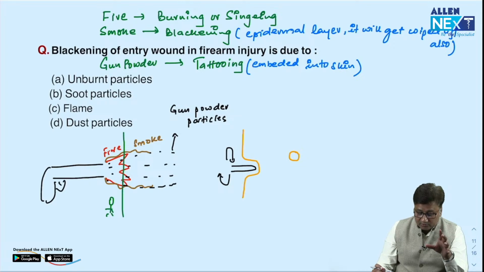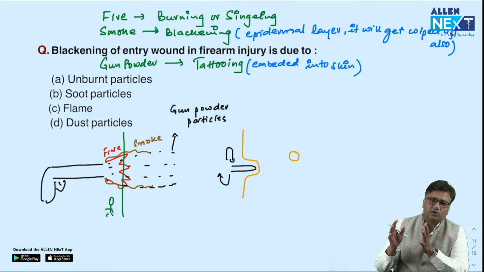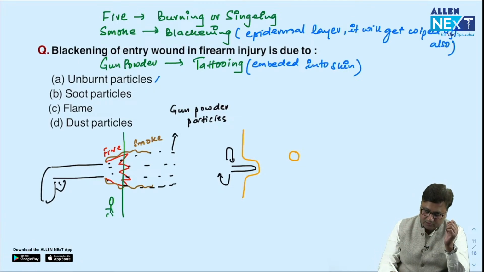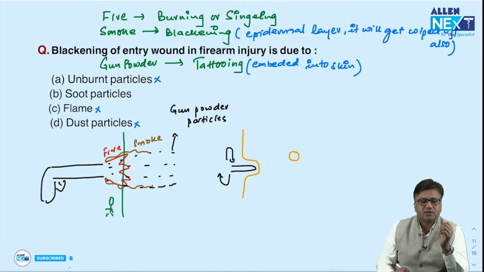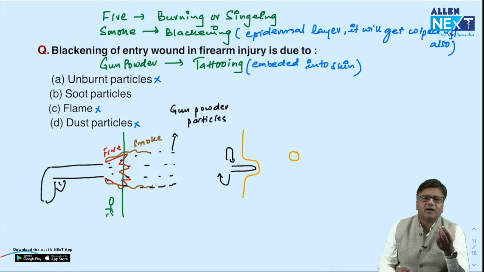So what is given in the question? Blackening of the entry wound in firearm injuries is due to, we know that blackening is due to smoke, which means unburned particle is not the right choice, flame is not the right choice, dust particle is not the right choice. What is the closest to smoke? Soot particles. Soot particles are smoke particles.